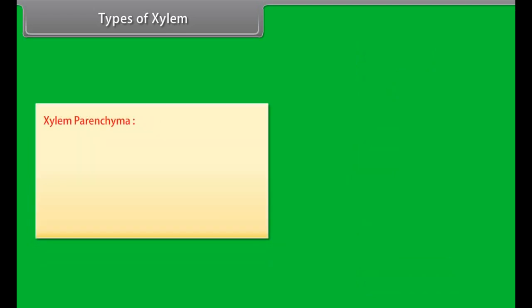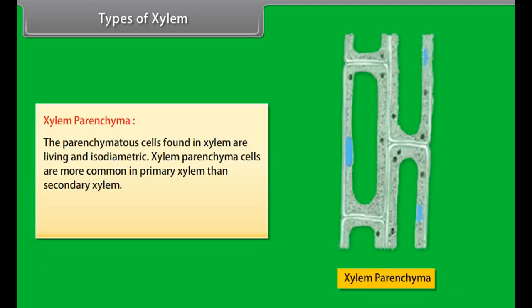Xylem parenchyma. The parenchymatous cells found in xylem are living and isodiametric. Xylem parenchyma cells are more common in primary xylem than secondary xylem.